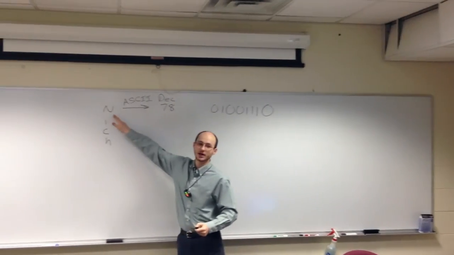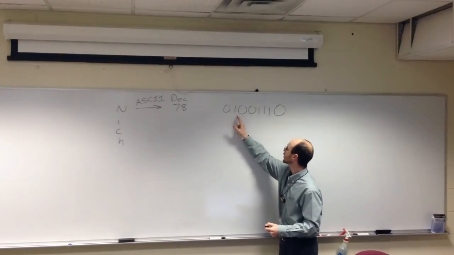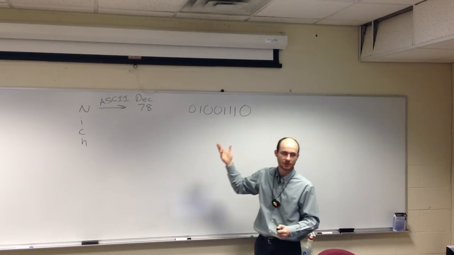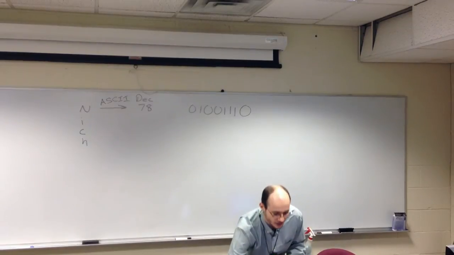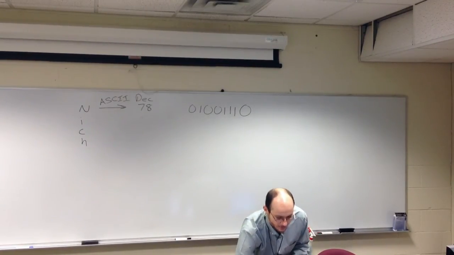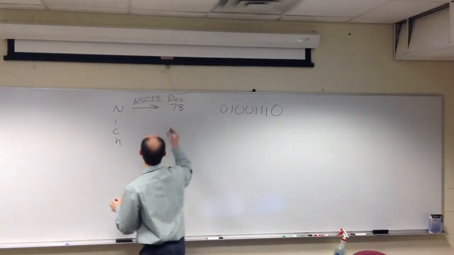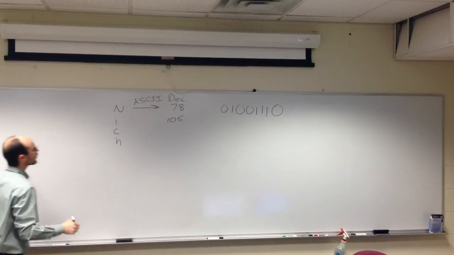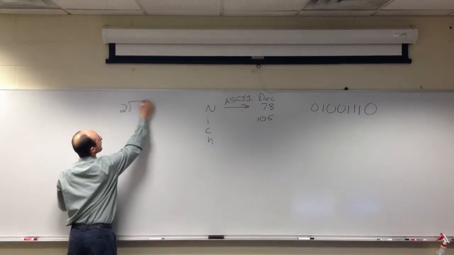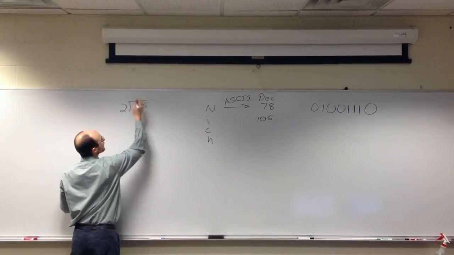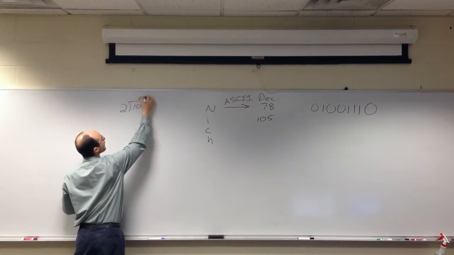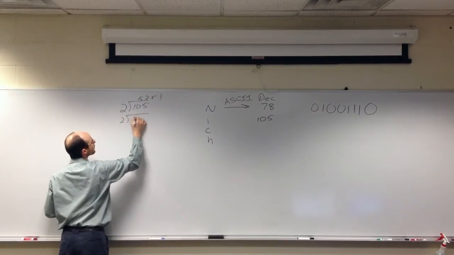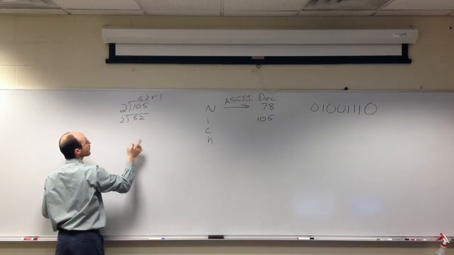Notice that this is capitalized, and it's 0, 1, 0, 0, 1, 1, 1, 0, right? Maybe I threw an extra 1 in there. Now let me take a look at my lowercase i and see that this is 105. So what I want to do is take that 105 and convert it into binary. And what do I get here? 52 remainder 1. And I'm going to keep on doing this. Remember, this is a very long way of doing it.